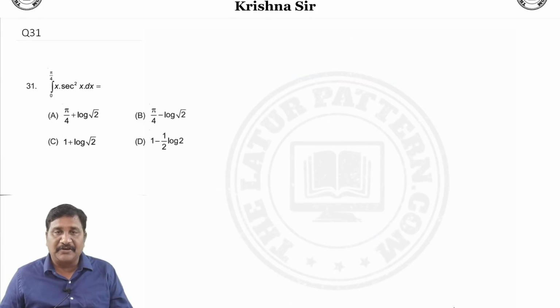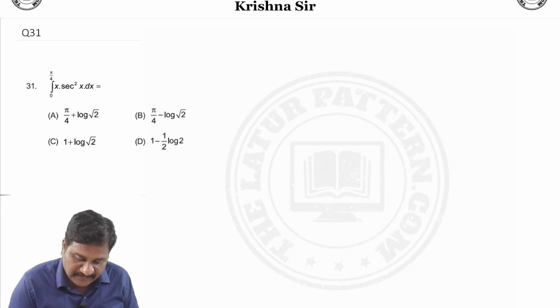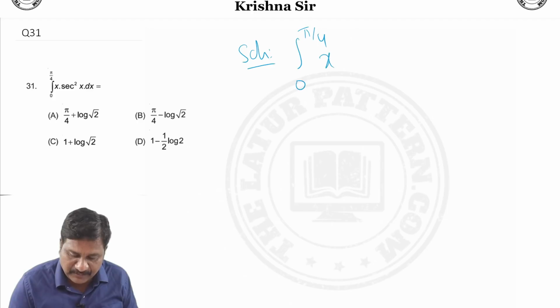Now the solution of question number 31. The given problem is the integration from 0 to pi by 4 of x into secant square x dx.